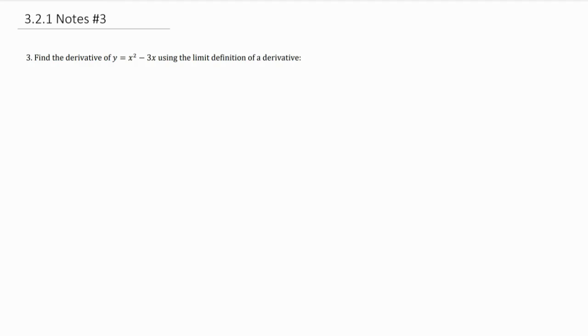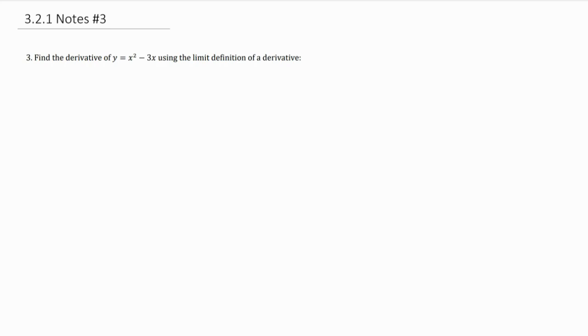So for this problem, we are specifically using the limit definition of a derivative. Please make sure you pay attention to directions, because if you just find the derivative using the power rule, I would not give you credit for this problem. I'm specifically testing not that you can find the derivative, which I know you can all do with the power rule at this point.